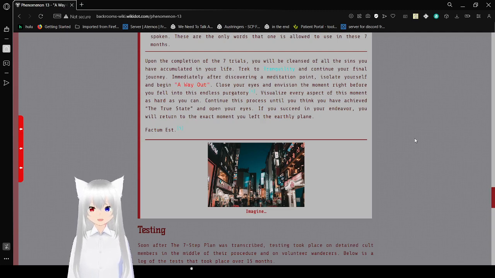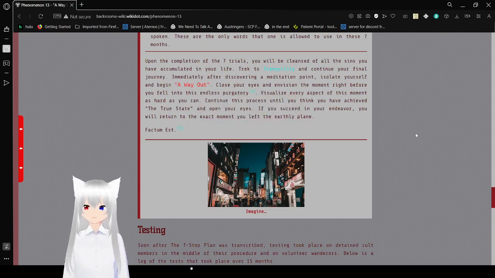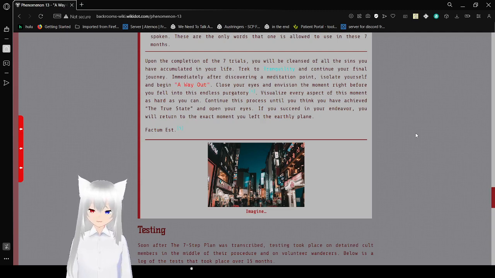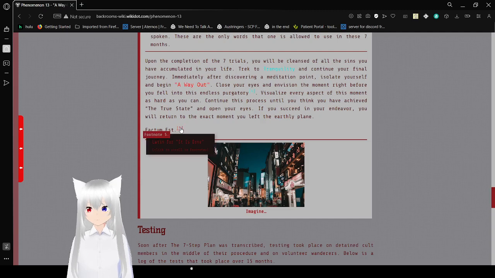Close your eyes and envision a moment right before you fell into this endless purgatory, referencing the Backrooms as a whole. Visualize every aspect of this moment as hard as you can. Continue this process until you think you have achieved the true state and open your eyes. If you succeed in your endeavor, you will return to the exact moment you left the earthly plane. Factum est. Latin for it is done.